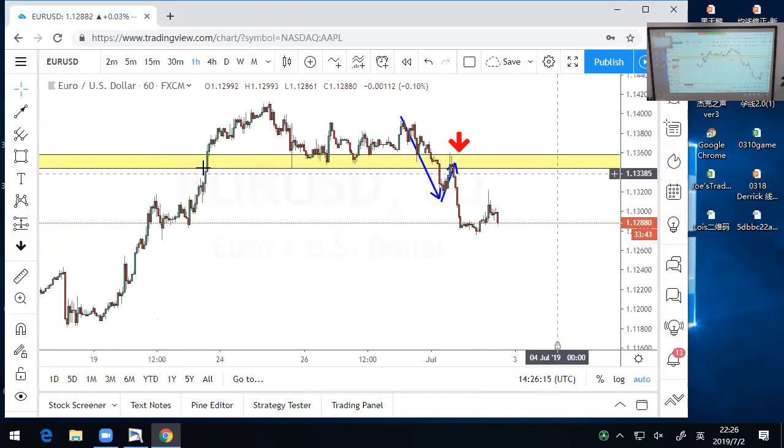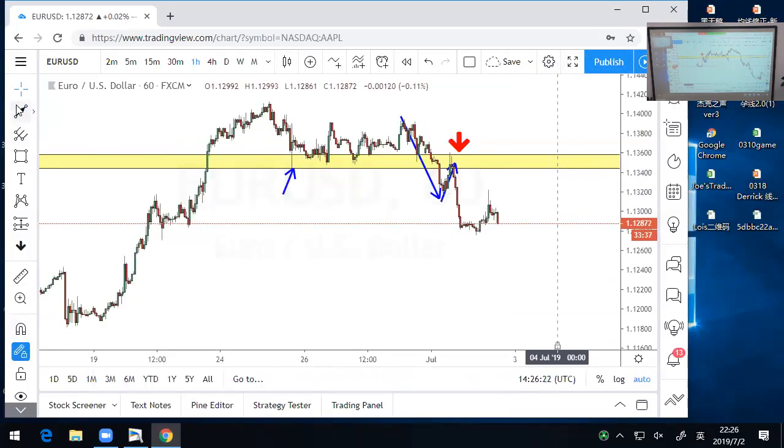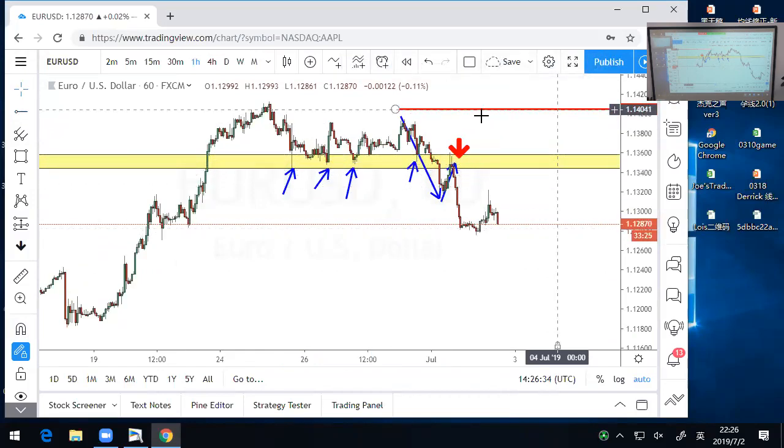So yes, you do support a very nice structure that was previously acting as support. And this is a very, very nice trade. Support, support, support, support, and breakdown, and we just wait for a pullback and sell. Stop loss above the previous high, which is here, right? And now you already have a 1-to-1 risk and reward.